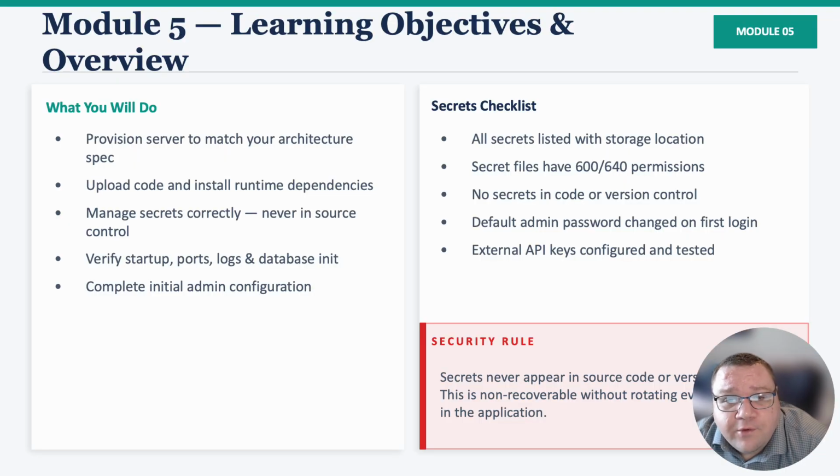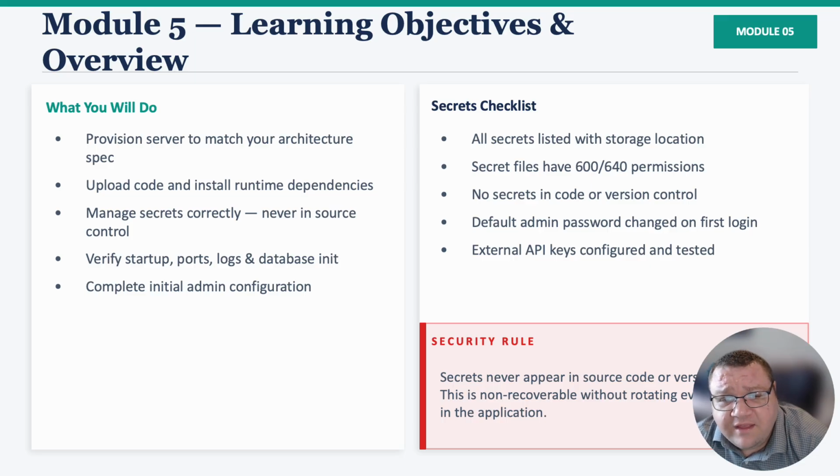In Module 5, you'll provision your server to match the architecture you specified in Module 1. The operating system, instance type, network rules, these should all match your decisions from Worksheet 1. If they don't, stop and reconcile that before proceeding. You'll upload the application code and install all runtime dependencies. Pip install, npm install, and whatever your stack requires.